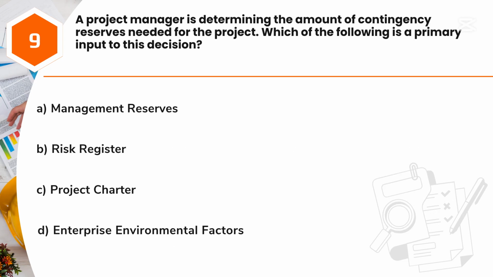Question 9. A project manager is determining the amount of contingency reserves needed for the project. Which of the following is a primary input to this decision? A. Management reserves. B. Risk register. C. Project charter. D. Enterprise environmental factors.